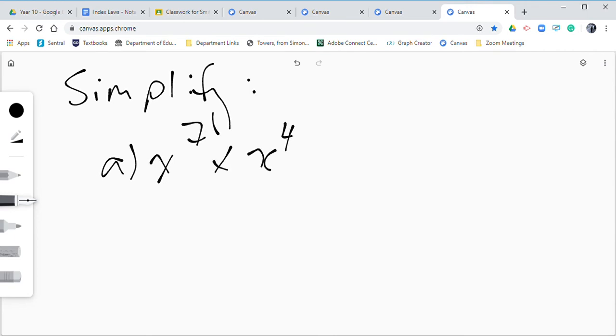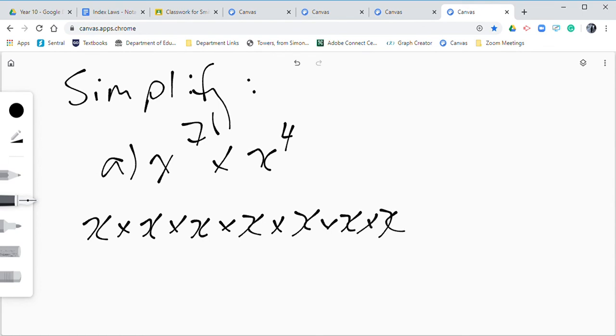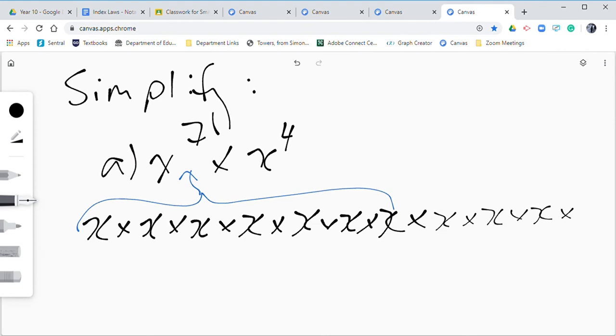So one thing to know is whenever you do this, you can think of it in expanded form as 7 x's. So that'd be 1 times 2 times 3 times 4 times 5 times 6 times 7 x's times, so there's your 7 x's right there, and then we're going to continue on times 1 times 2 times 3 times 4. So that would be this right here.